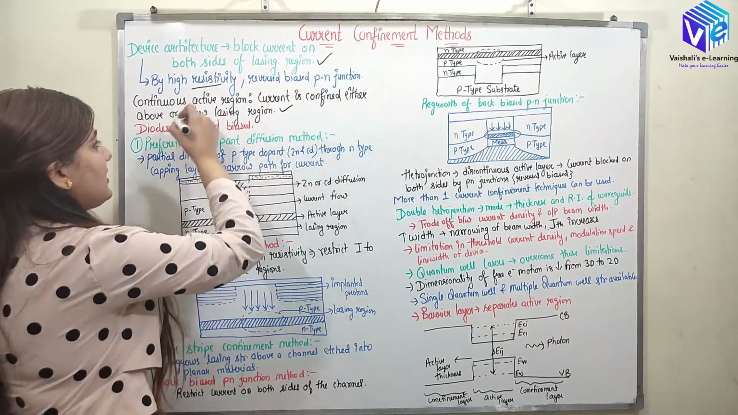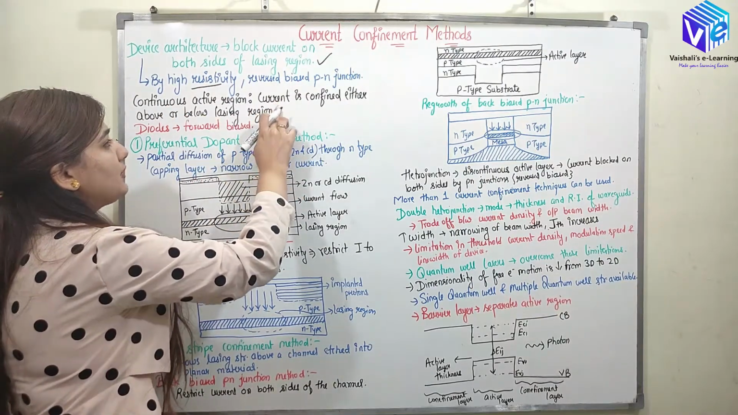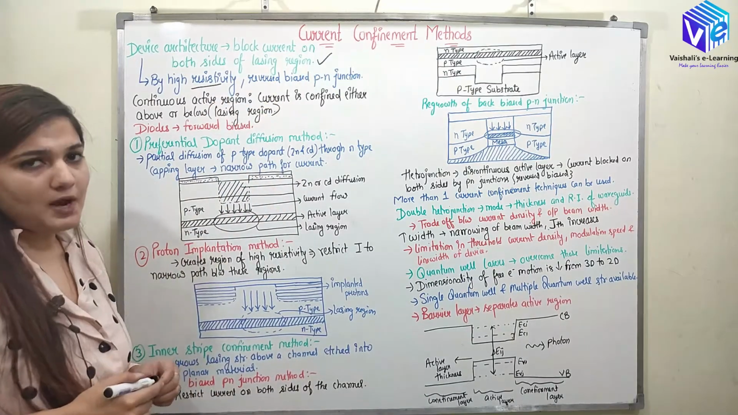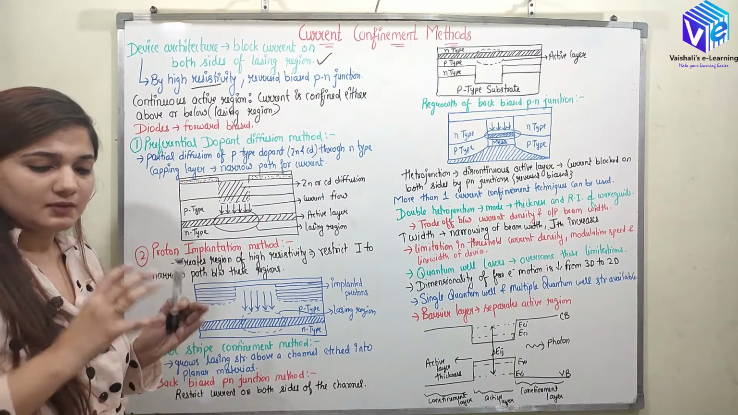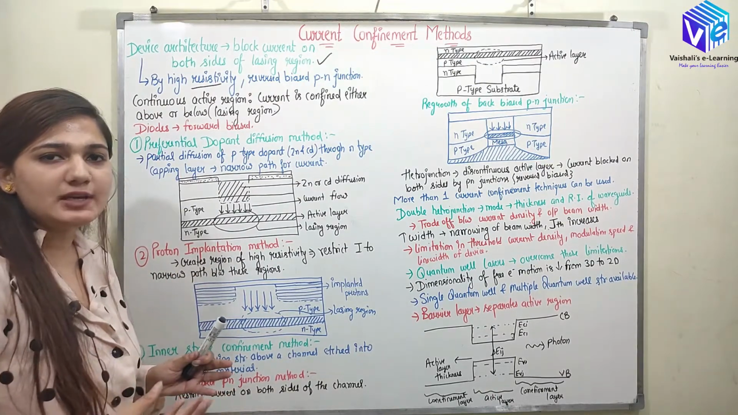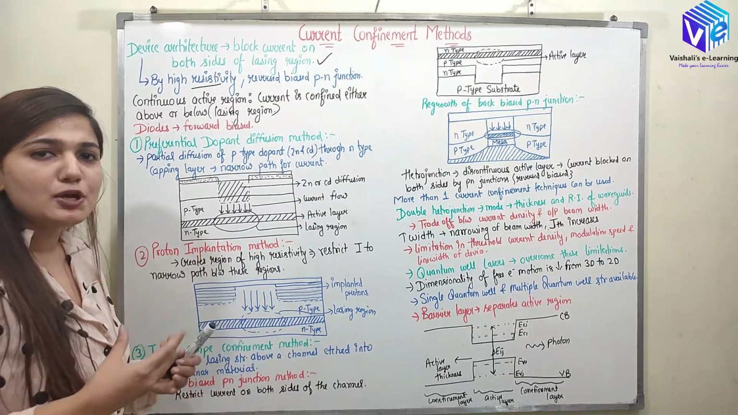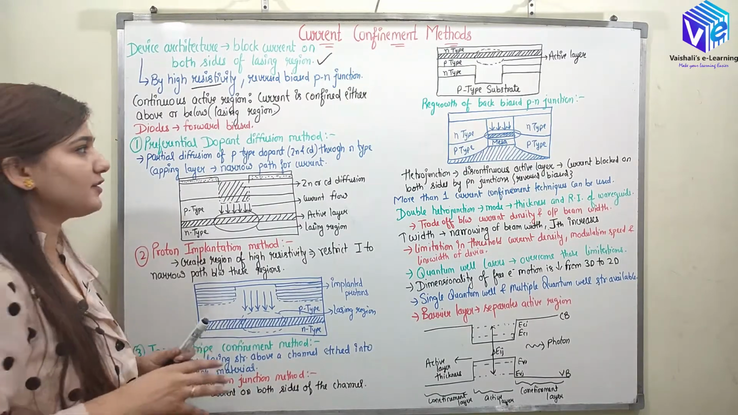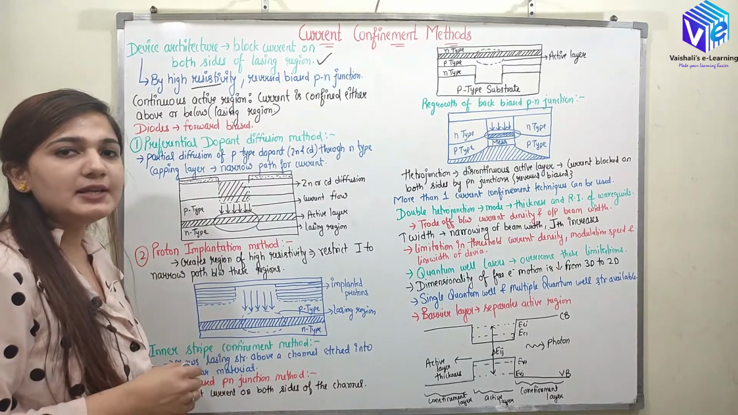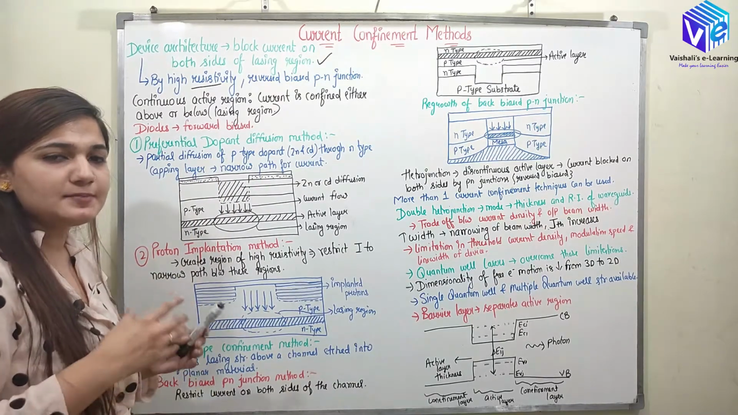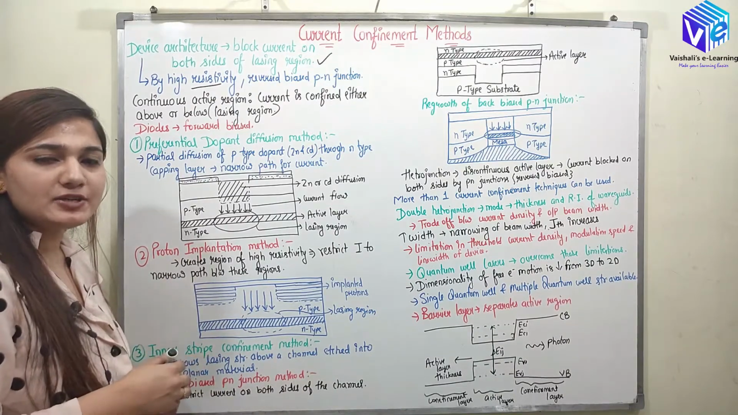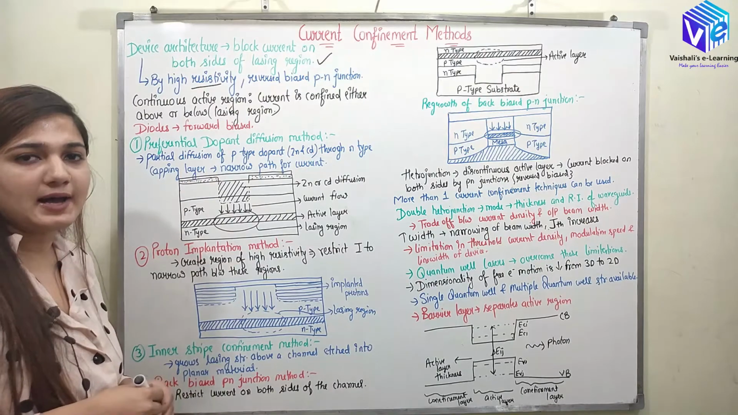So current is confined either above or below the lasing region, right? This is how we are confining the current. Now we have separate techniques to confine the current above and below the lasing region, and we are going to discuss in detail all of the structures. The diodes in the lasing region are forward biased, but on both sides of this active region we will have the reverse biased, right?